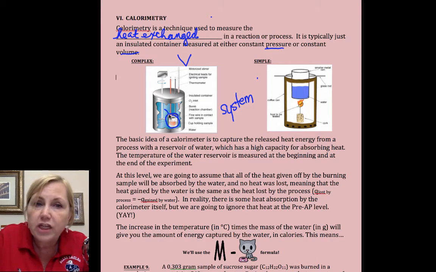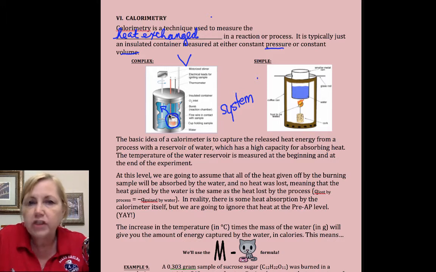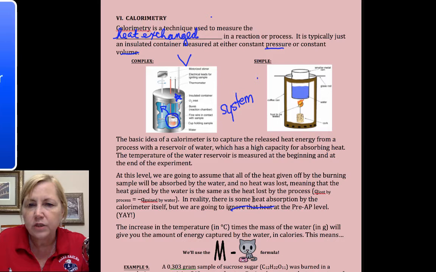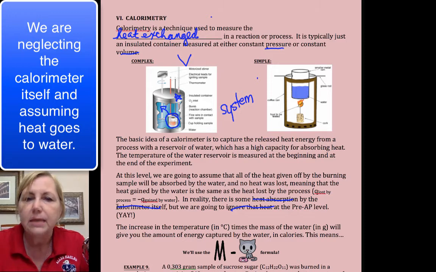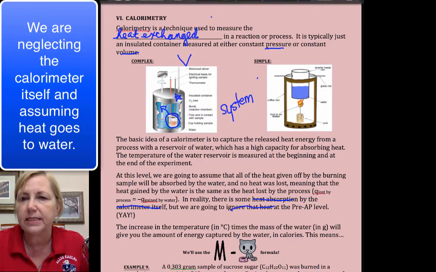And in a combustion, heat's released. You should know that a combustion is exothermic. So it's going to release heat to the water. Now, it also releases it to the components of the calorimeter itself, but we're going to ignore that heat. So we're going to assume that there was no heat absorbed by the calorimeter, just by the water. All right, so we can simplify a little bit. It's a first step towards understanding much more complex questions.